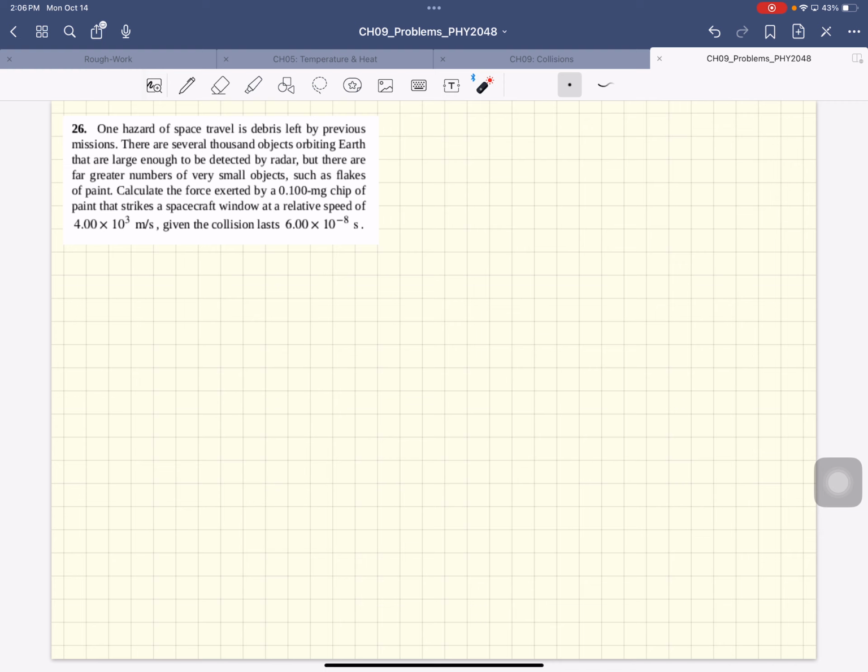So here's a speck of stuff. If the space shuttle is going at 8 kilometers a second, or that speck is coming at 8 kilometers a second, the damage is the same. All right, so calculate the force exerted on the 1 milligram chip of paint that strikes us.